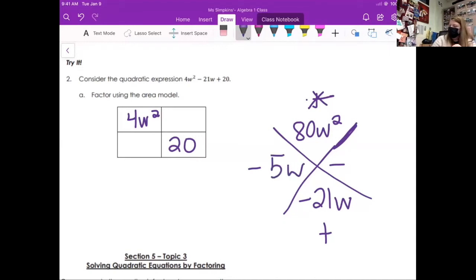Negative 5w, negative 16w. If I add negative 5 and negative 16, good, Amalia, I get negative 21. If I multiply negative 5 and negative 16, I get 80. So again, it does not matter which boxes you fill. Let's make sure. Is negative 16 times negative 5w equal to 80w squared? Yeah, so those two diagonals do equal each other, which is another way to check.